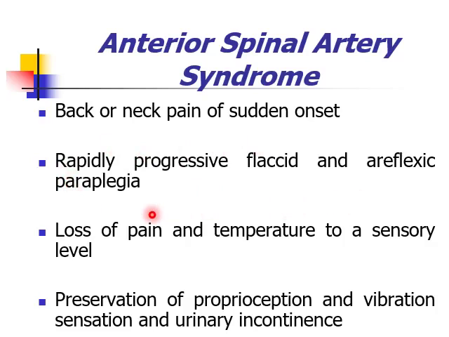Paraplegia means paralysis in both lower limbs, loss of pain and temperature to a sensory level, preservation of proprioception, vibration sense, and urinary incontinence. This preservation of the proprioception and vibration sense is because of the sparing of the dorsal column tracts, the ones carrying the proprioceptive sensation. Urinary incontinence is due to the affection of the lateral horns of the autonomic nervous system at the thoracic region if present.